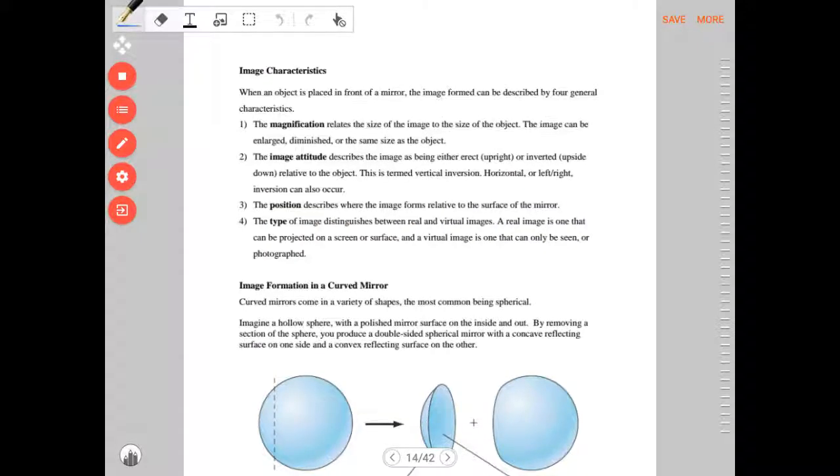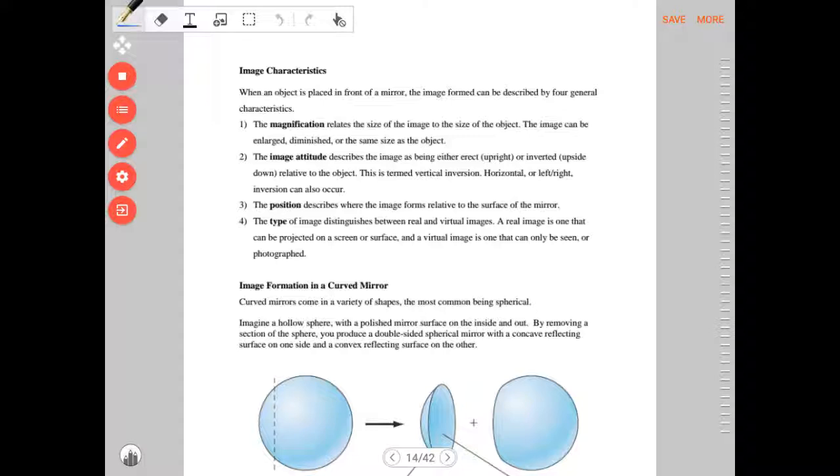Okay, so image characteristics. When an object is placed in front of a mirror, the image formed can be described by 4 general characteristics. First, the magnification relates to the size of the image and the size of the object. The image can be enlarged, diminished, or the same size as the object. Okay, so magnification, bigger, smaller. The image attitude describes the image as being either erect or upright, or inverted, upside down, relative to the object. This is termed vertical inversion. Horizontal or left-right inversion can also occur. We really don't talk about it in Physics 30, but you should at least know that it exists.